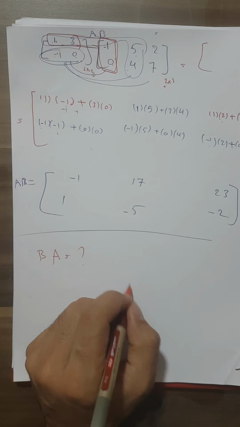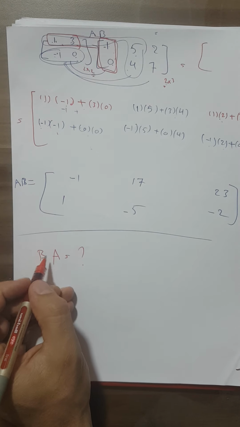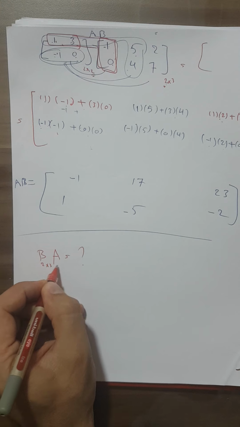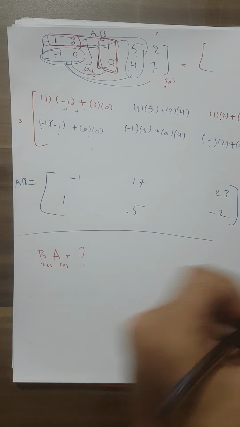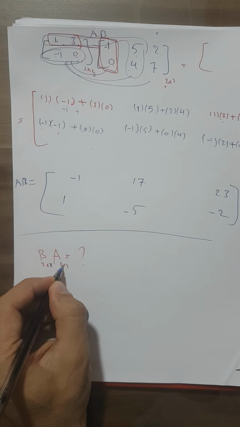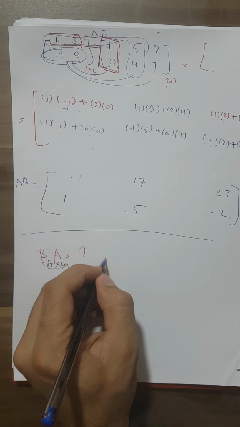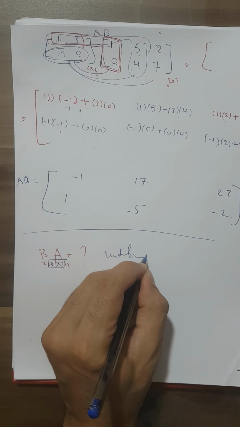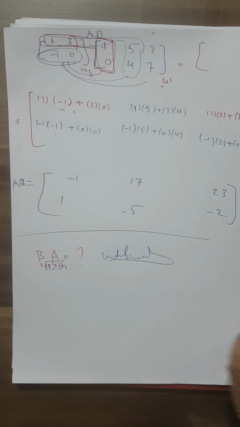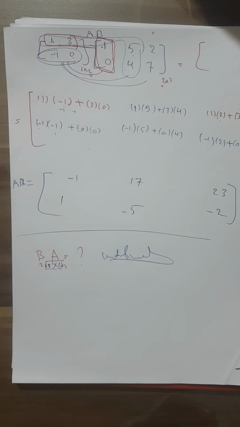Can we multiply or not? I don't know. B is what? B is 2 by 3. How about here? 2 by 2. So no, we cannot, because the dimension here is not equal, so undefined. Okay, dear, it is undefined. That's all about the multiplication of two matrices. I think it's not difficult, just need more work.